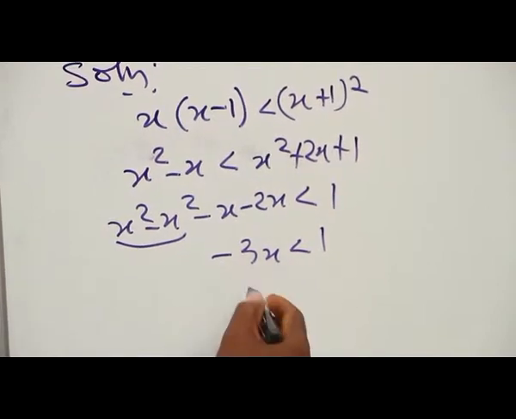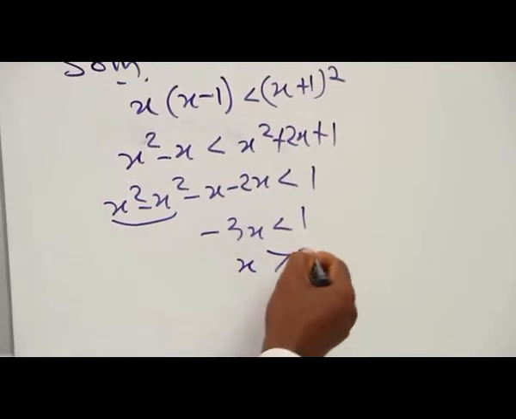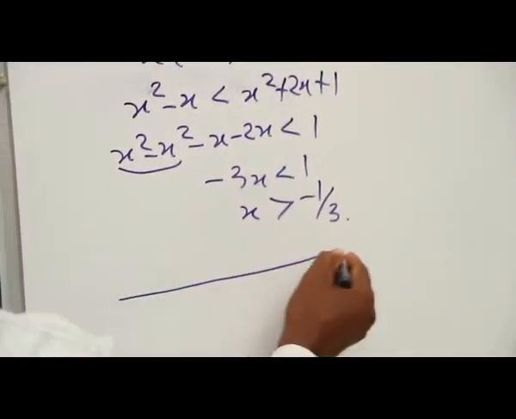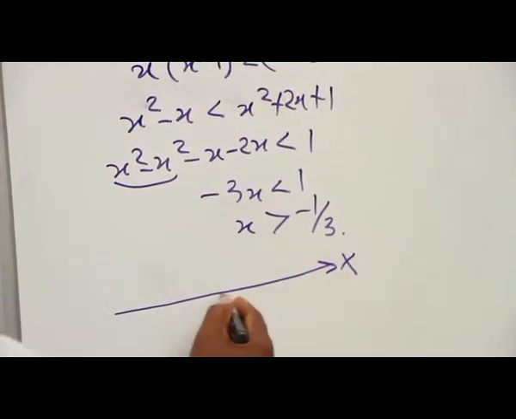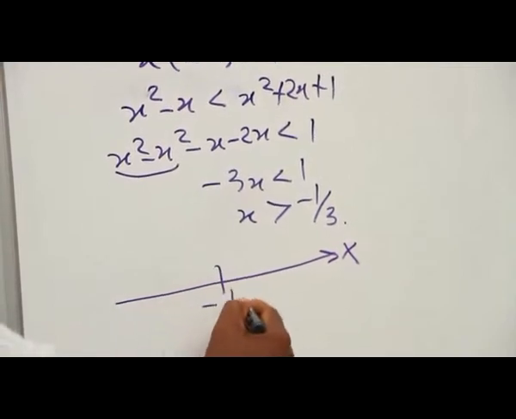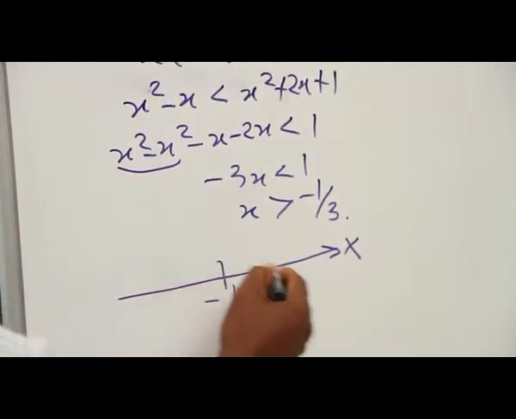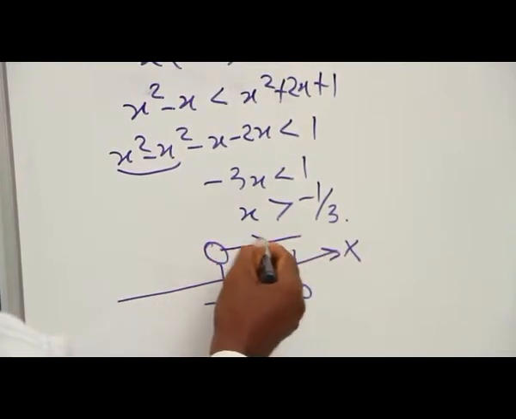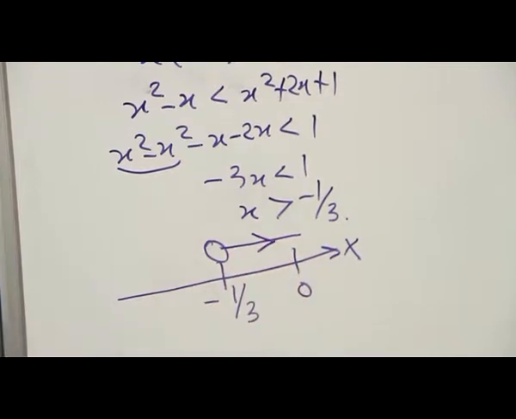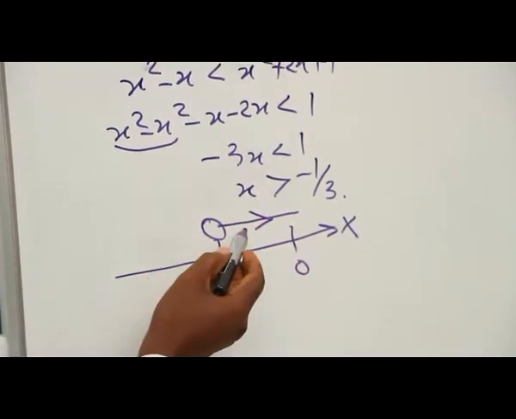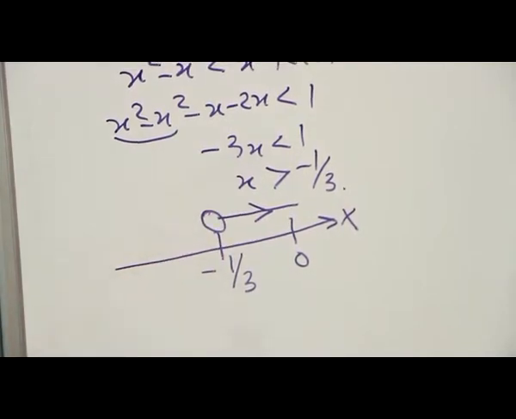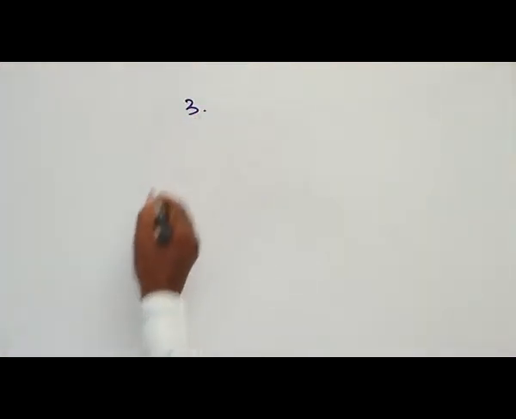Dividing through by minus 3, our s will be greater than minus 1 all over 3. And you can represent this on the number line graph. This is your s. Maybe this is your minus 1 over 3. And maybe 0 is somewhere there. Greater than, put the circle there. And you draw the arrow and then put it there. That gives you the number line solution or the graphical solution of this inequality. Example 3.